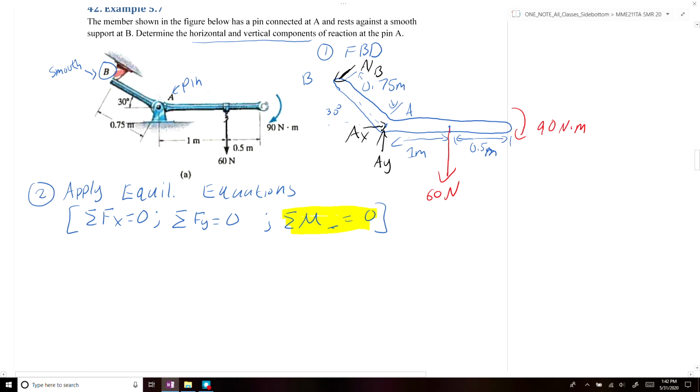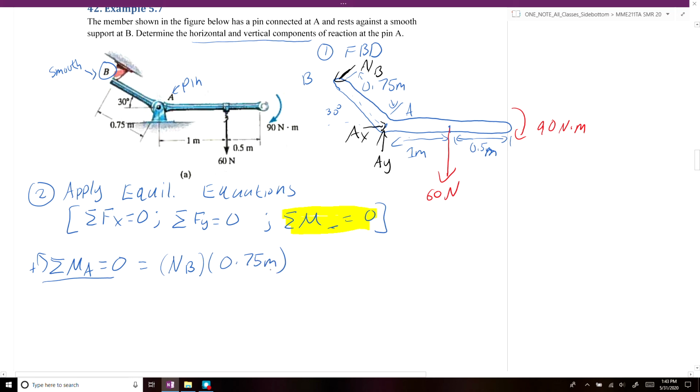If we sum the moments about point A and set that equal to 0, the big benefit is that Ax and Ay will not produce any moment about point A because they have no moment arm. They're applied at the point. If you apply a force at a point, it can't generate a moment about that point. So we end up with the moment caused by the normal force at point B times the moment arm, which in this case is 0.75 meters.